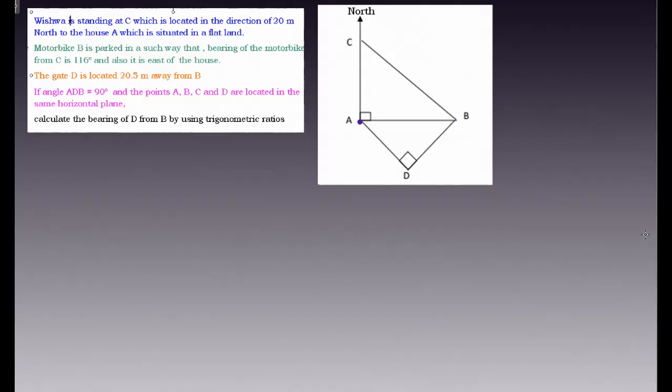All right, so let's look at paper 2, question number 5. Vishwa is standing at C, which is located 20 meters north of the house A. So A is the house. From A to C, the distance is 20 meters.